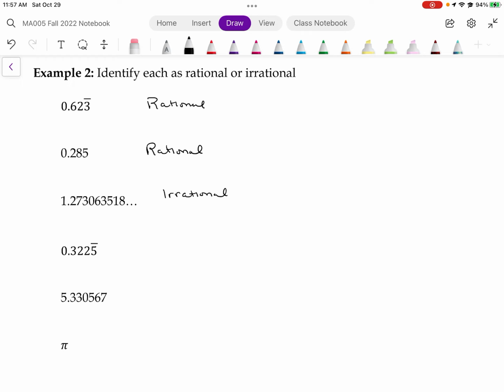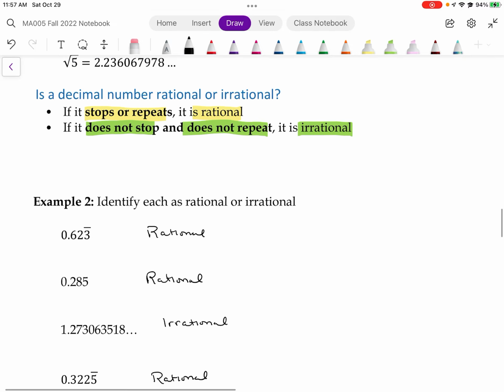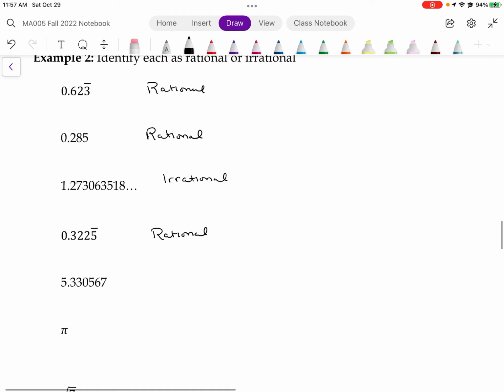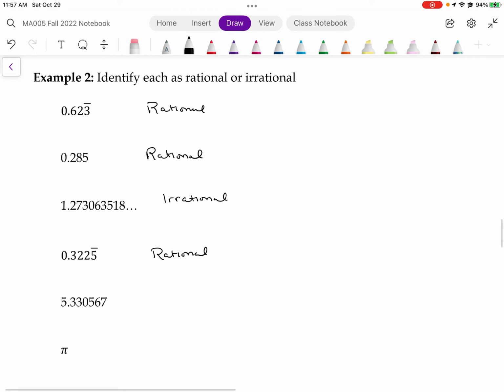0.3225 with a line over the 5 means the 5 repeats forever: 5, 5, 5, 5 forever. So that is rational because it repeats. So remember to look at the rules if you get confused. If it stops or repeats, it's rational. The next one is long, 5.330567, but it stops. So it is rational.